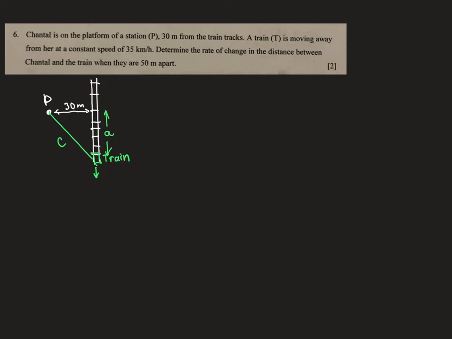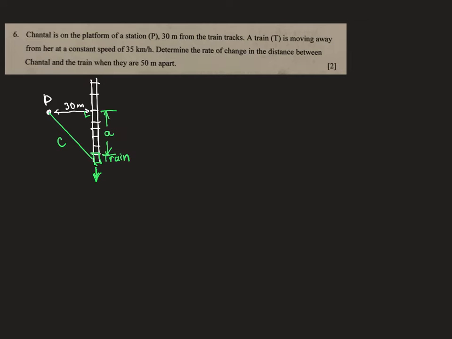So the train would be moving, let's say this way, and that means this distance from here to here would be changing, and I'm calling that A. And then the distance between her and the train is changing. We call that C. And that forms a right angle triangle, which we'll get to in a minute.